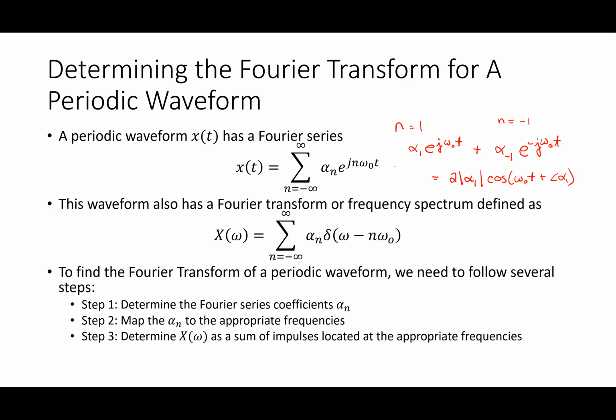Now, if that waveform is periodic, then we say it also has a Fourier transform or frequency spectrum, which is defined by this equation here, which in words basically says that I take those alpha n values and use them to denote how much energy there is at each particular frequency in that waveform. And we're going to look at examples of this.